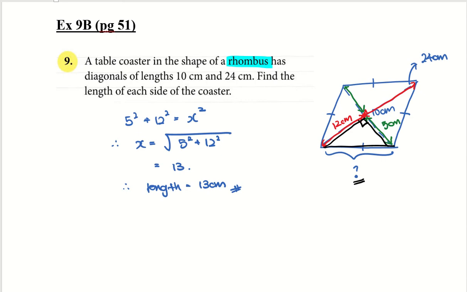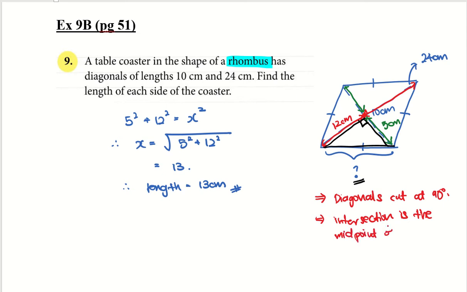For properties of your quadrilaterals, or things like your rhombus, don't need to worry, because we will look at more examples in the next chapter, which is chapter number 8. But for now, can you just write a note at the side? Let's write it down over here. The diagonals cut at 90 degrees. The intersection is the midpoint of the diagonals. Because in order for you to solve the question, these are some of the properties that you need to understand first.